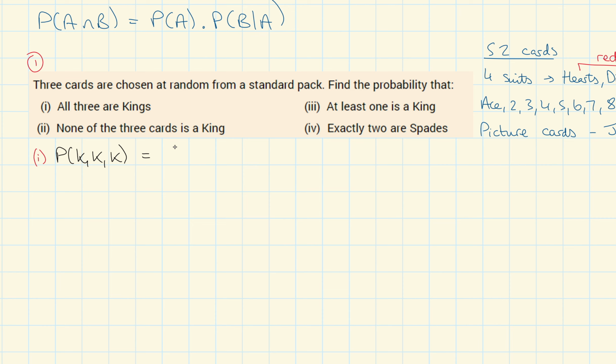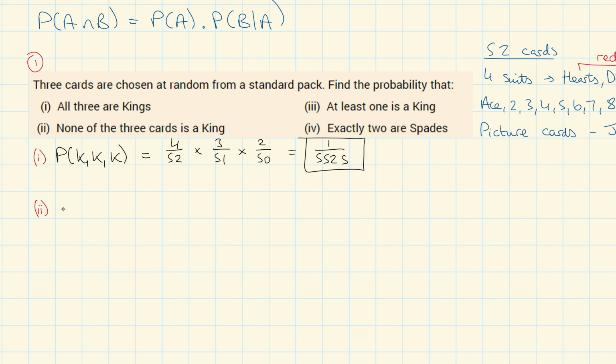So at the start we have 4 kings, 1 for each suit, and 52 cards. Then there's 3 kings left, 51 cards left, 2 kings left by 50 cards left. Into your calculator, 4 over 52 by 3 over 51 by 2 over 50 will give me 1 over 5525. And that's our probability of 3 kings.